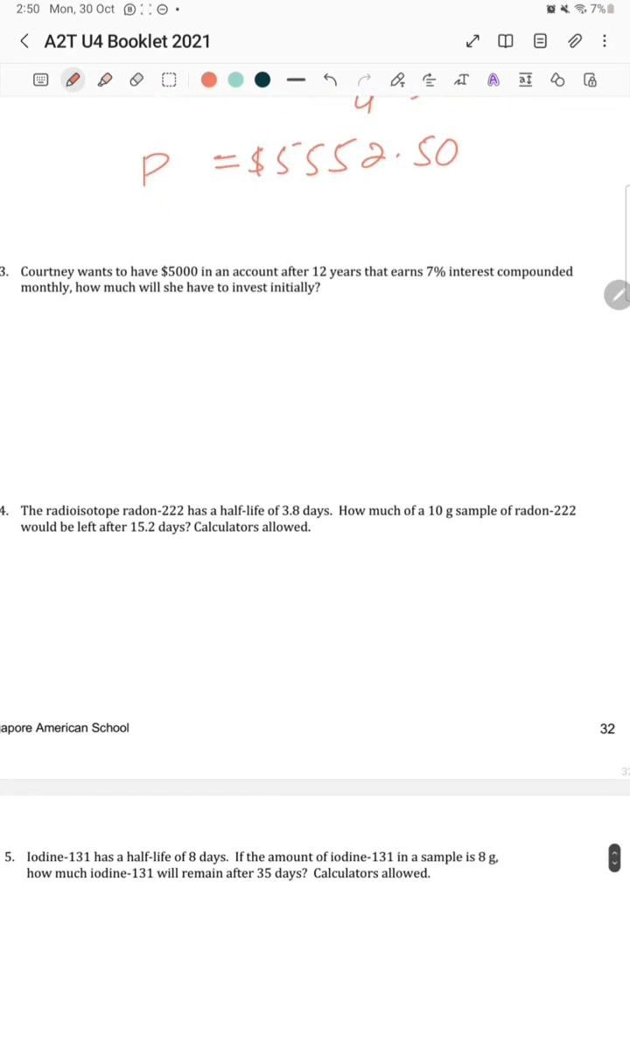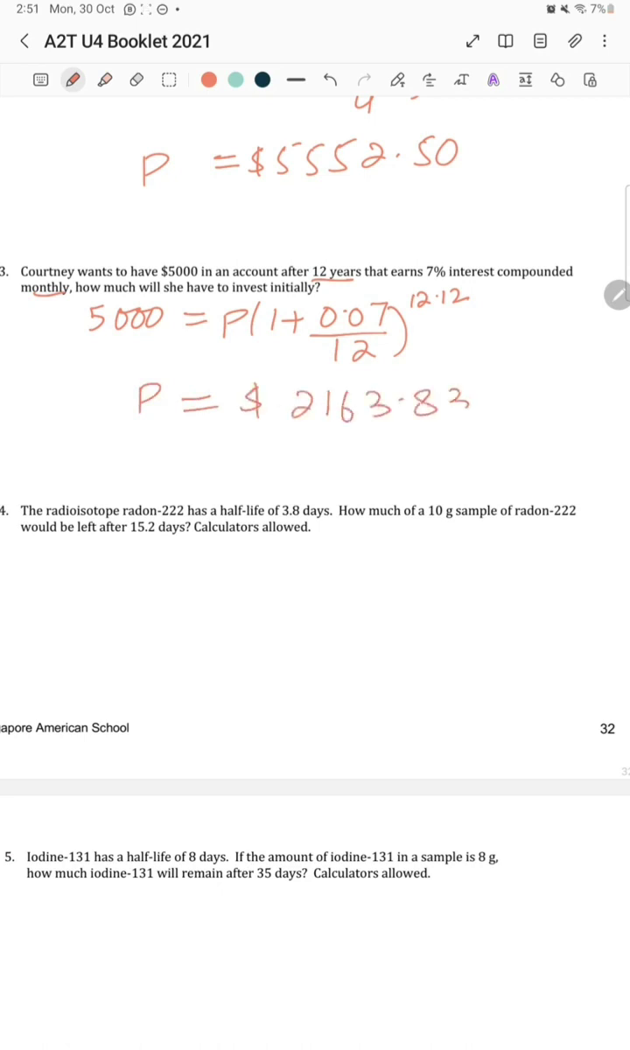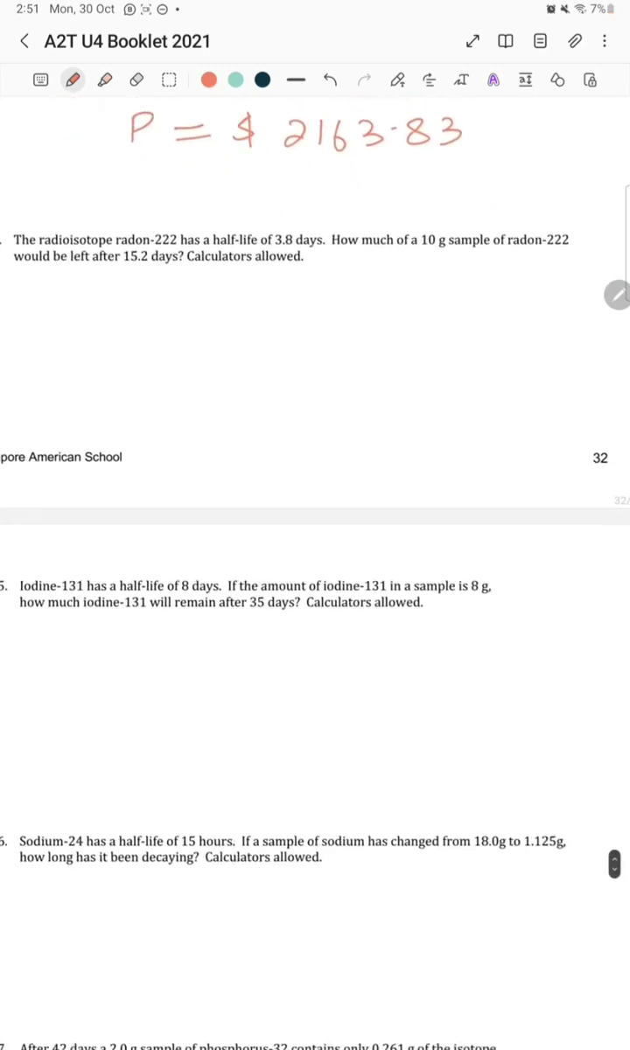Okay, Courtney wants to have $5,000 in an account after 12 years that earns 7% interest compounded monthly. So now it's compounded monthly. So 5,000 is equal to P times (1 + 0.07/12)^(12×12), compounded monthly for 12 years. Solving this is very easy, just simple multiplication and division. So the answer is $163.83.